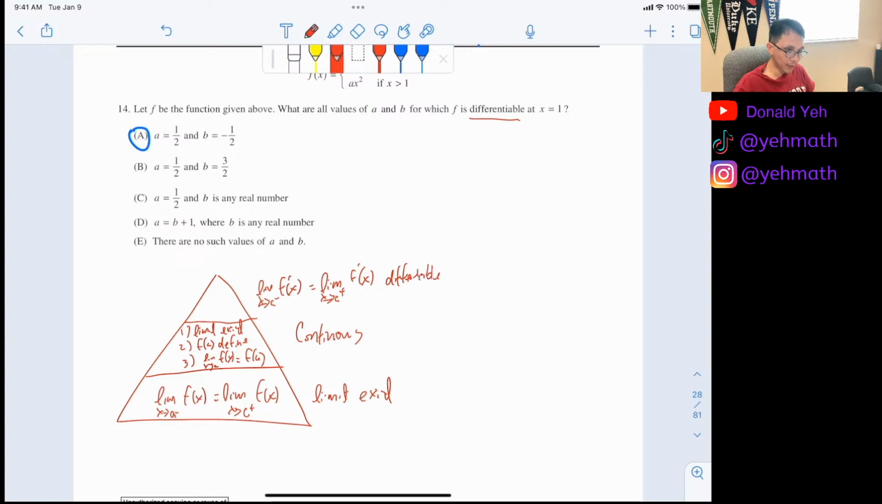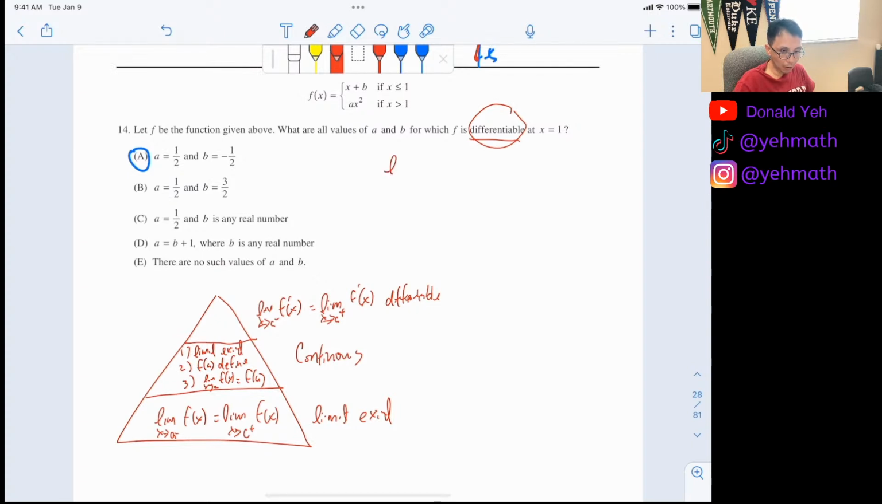So if they're asking differentiable on a piecewise function, I will start with continuous first, or limits first. The limit as x approaches a from the left of ax plus b equals the limit as x approaches a from the right of ax squared.